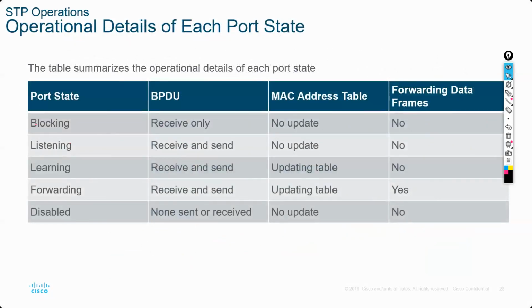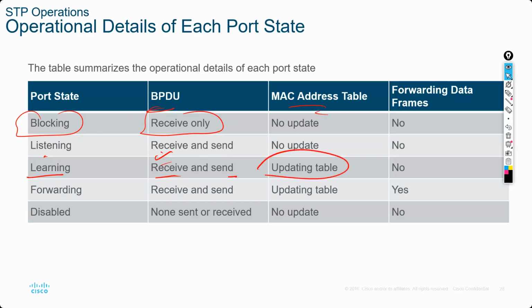So in blocking state, the BPDU that we talked about can only be received. The switch cannot learn MAC addresses and it can't forward data. In listening state, it can receive and send BPDU, meaning the switches can send BPDU to themselves, or that port can send BPDU. In learning state, we can receive and send BPDU, and this is our concern here.